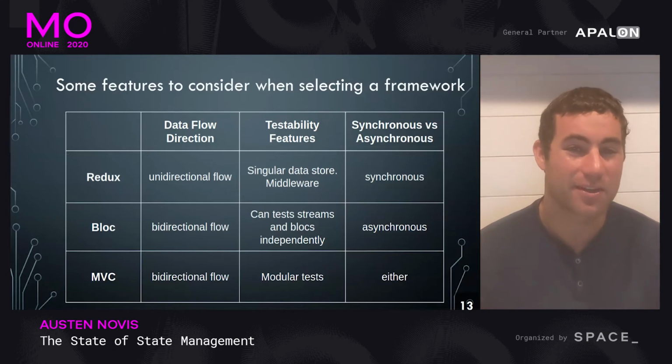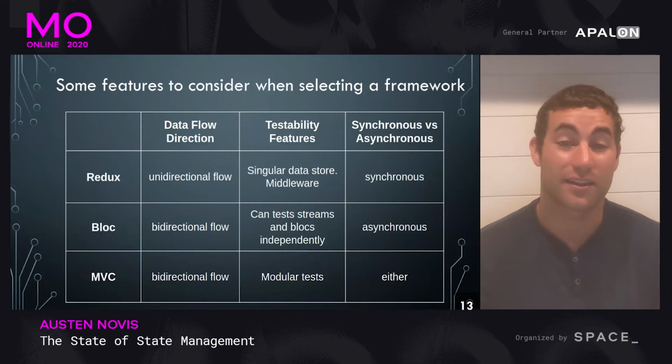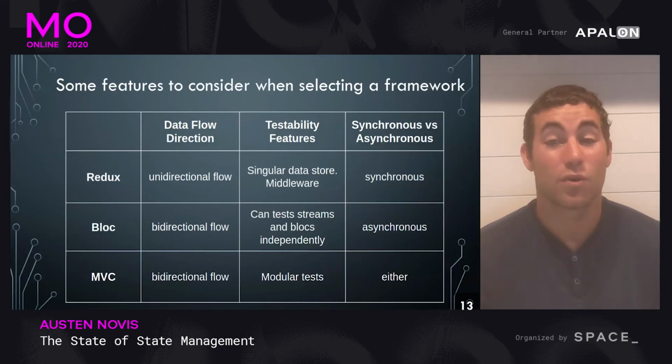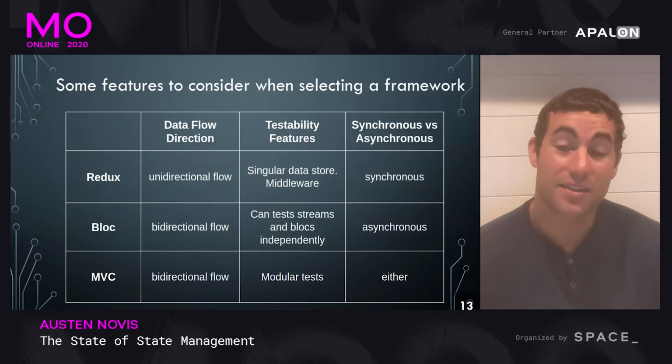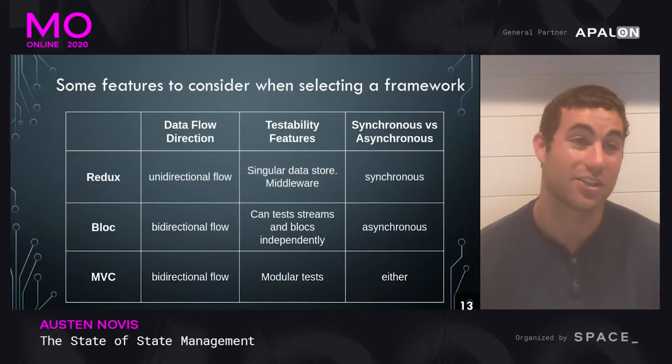However, one of the downsides of Redux is that it works best in synchronous solutions and requires extra work for it to work correctly in an asynchronous mode, whereas MVC and BLoC are much better suited for asynchronous work. Redux can also run into problems when the store becomes too large, causing significant performance implications.